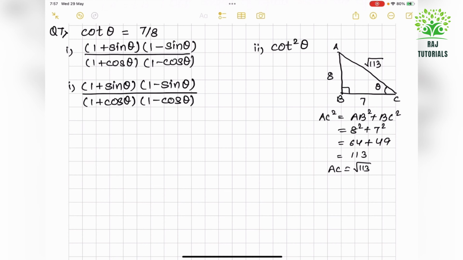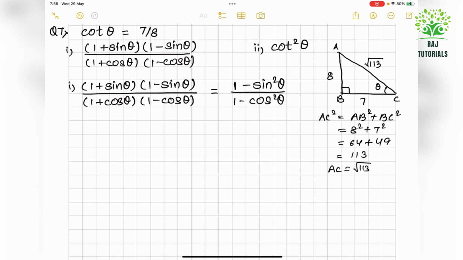Now here the question says if cot theta equal to 7 by 8, find the value of (1 plus sin theta)(1 minus sin theta) upon (1 plus cos theta)(1 minus cos theta), and the second one they have asked us is cot square theta. First of all I have found the third side using Pythagoras theorem. Now he has asked me 1 plus sin theta and 1 minus sin theta. So can I say this will be nothing but (a plus b)(a minus b), so this will be 1 minus sin square theta upon 1 minus cos square theta.